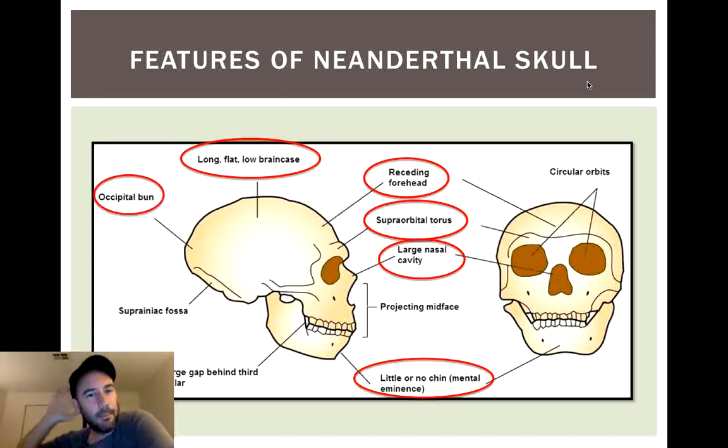They had an occipital bun. So the occipital is on the back of your skull here, and this bun was like a dinner roll attached to the back of the head. It's like a part of the topography of the skull that you could almost grab.